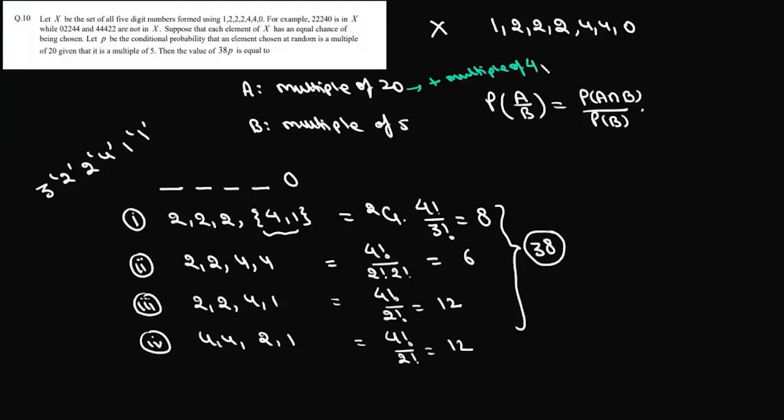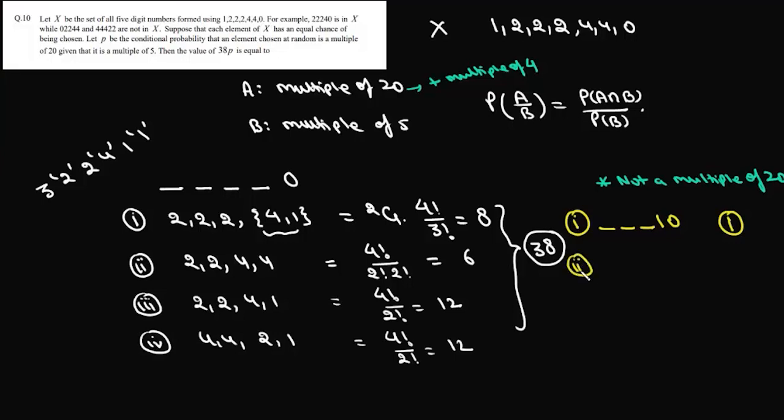Now what we'll do is we'll do it using elimination. So we'll find those numbers which are not a multiple of 20. So among these 38 numbers, we are going to find all the numbers which are not a multiple of 20. Now, how many such numbers are there? If we look at this first case, if it is 20 or 40, then it will be divisible by 4. So here it has to be 10, and then we are left with 2, 2, 2. So there is only one case.